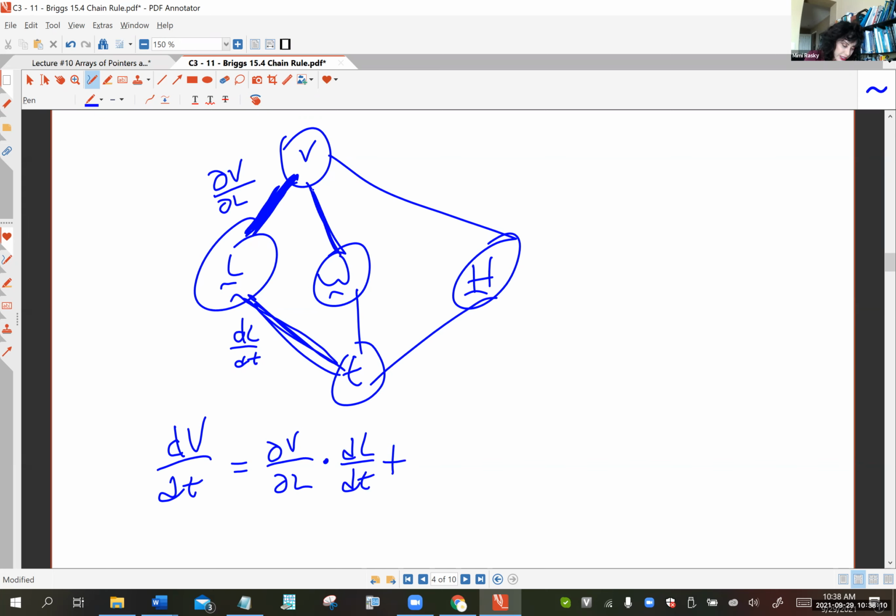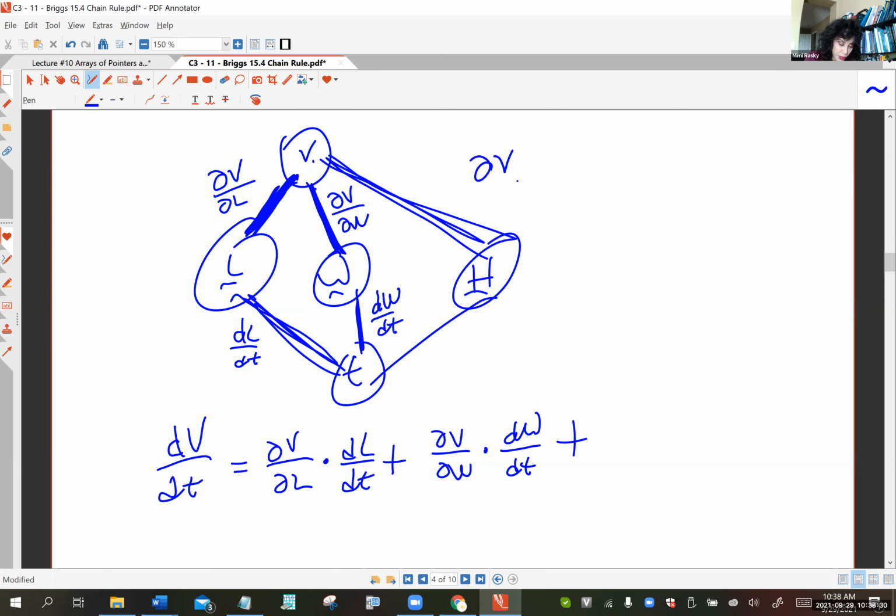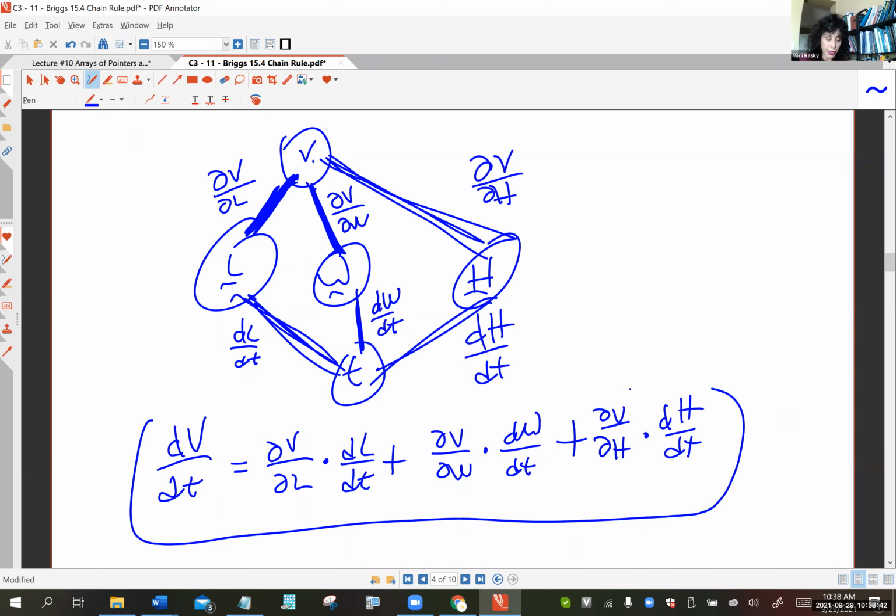Plus, then you go down this branch, which means you take the partial of V with respect to W, curvy d's, times dW/dt, the rate of change of width with respect to time, plus, and then this last big branch, take the partial of volume with respect to height and multiply that by the change of height with respect to time. And there's your formula.